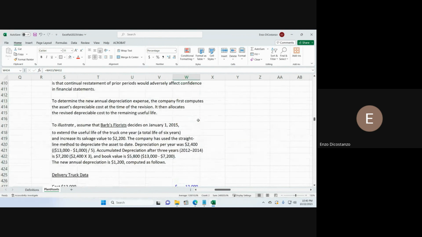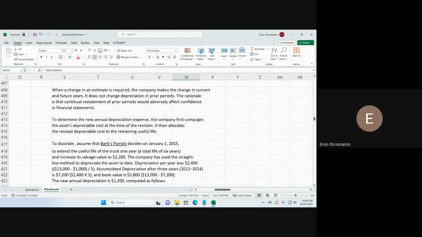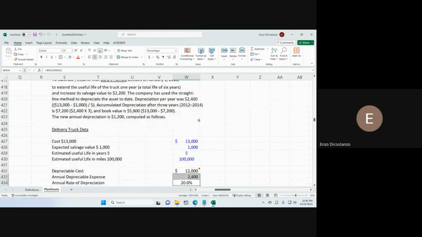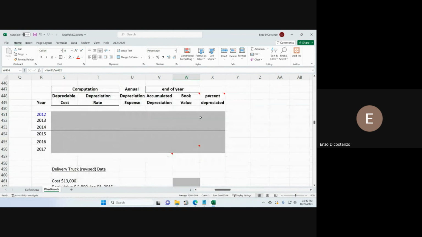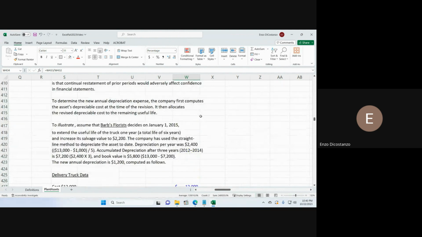I don't know where it says that, but computer depreciation over time revision. I'm sure it says it in the textbook. So after the 3rd year, yeah, here it is. So it decides on the first of 2015. So old 12, 13, and 14. It doesn't say 3 years, but it says it here. It says to illustrate, assume the flower shop decides 3 years in, so January 1st, 2015, because you theoretically started everything January 1st, 2012. So 2012, 13, and 14. So you have the other 3 years to work on.